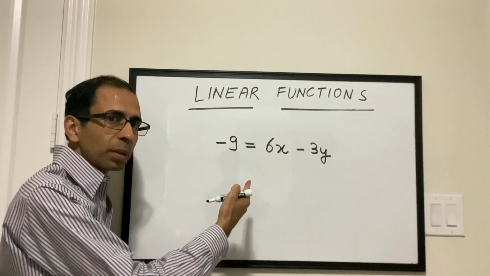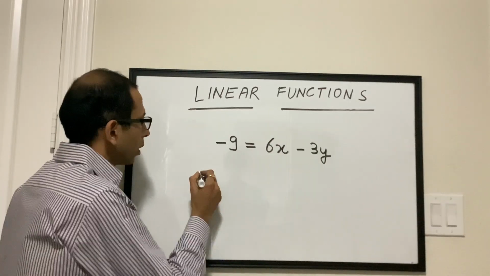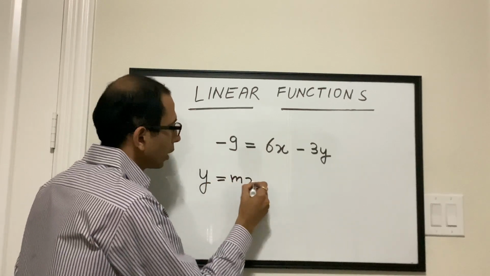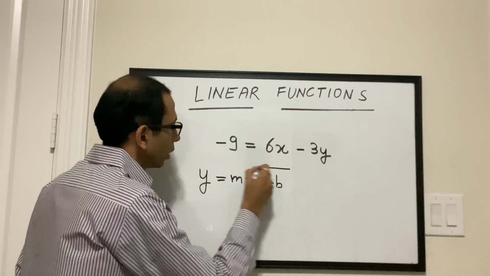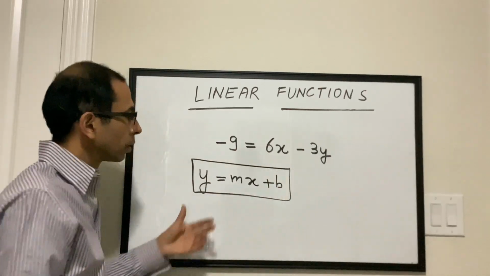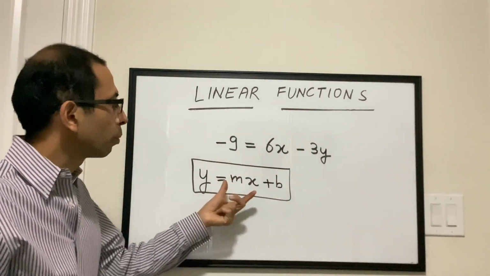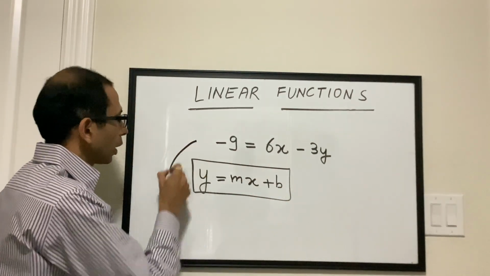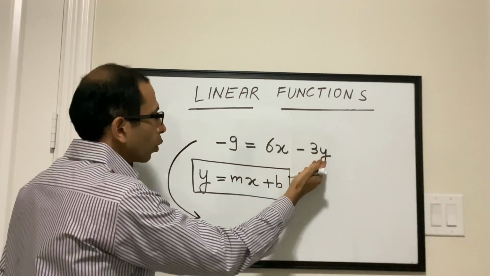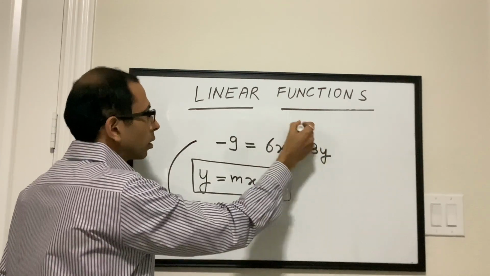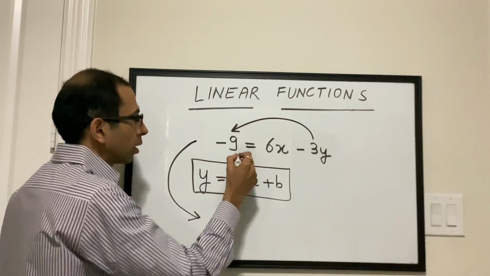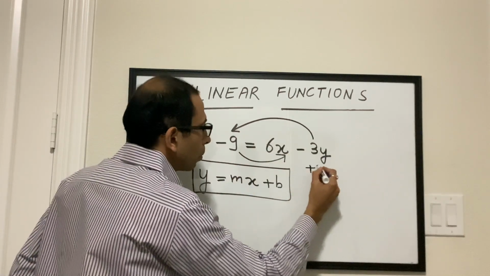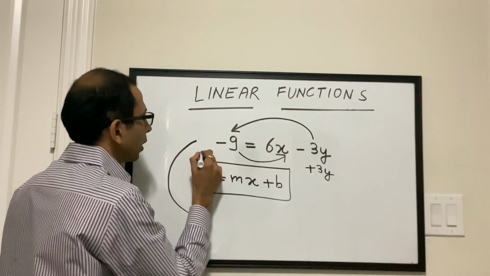Before we try to find the slope and the y-intercept, we have to remember that the standard form of a linear function is given by y = mx + b, right? So before we determine our m and b, we have to make sure that we have isolated y, right? And when we try to do that, we're going to bring the y term to the left side and we're going to bring the 9 term to the right side. So we're going to do plus 3y and plus 3y.